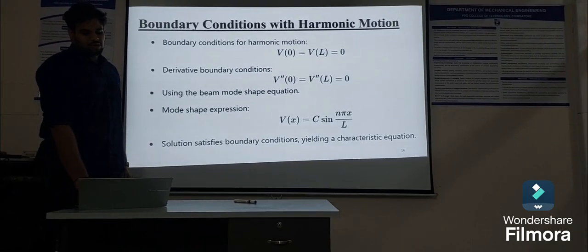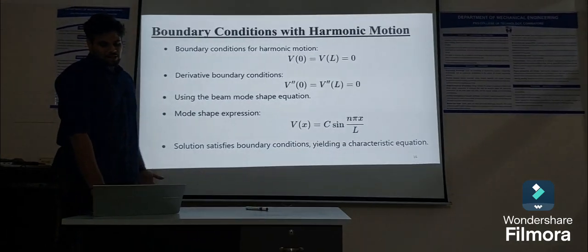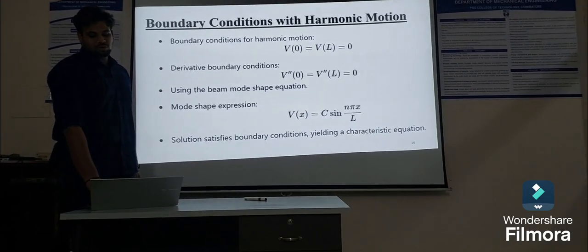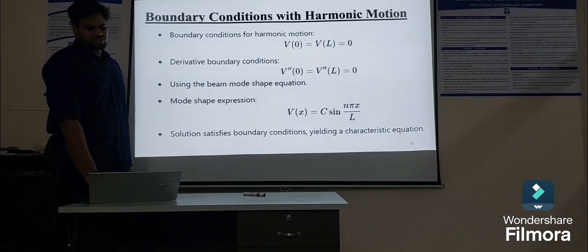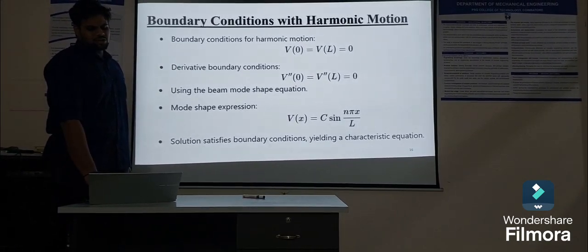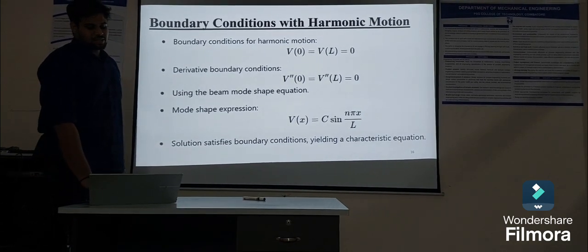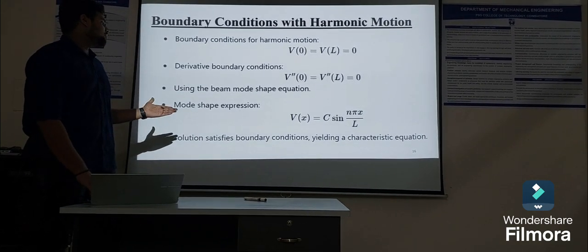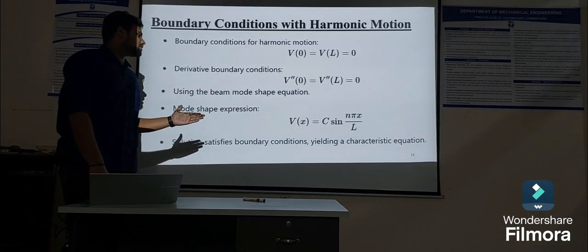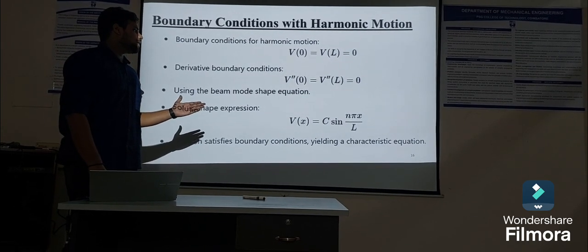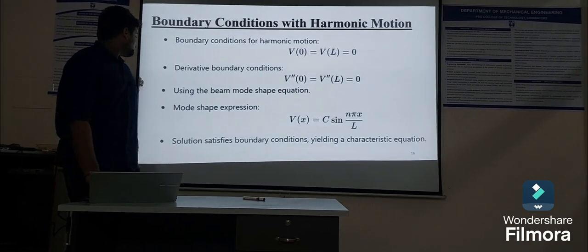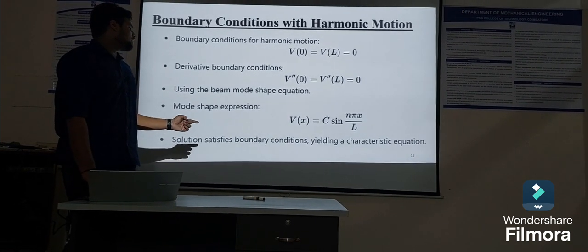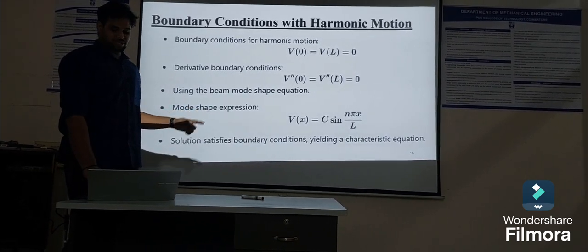The derivative boundary condition is v double dash of 0 is equal to v double dash of L is equal to 0. Using the beam mode shape equation, the mode shape expression is v of x is equal to c into sin(nπx/L). The solution satisfies the boundary conditions, yielding a characteristic equation.